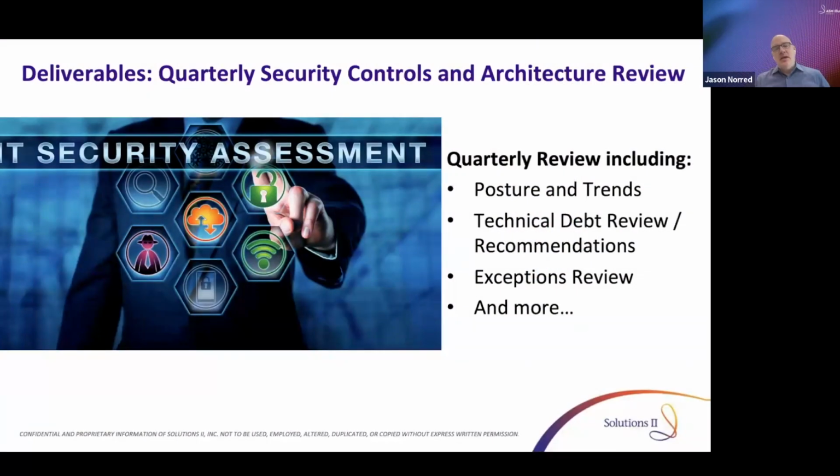So in addition, as part of the service, there will be a quarterly security controls and architecture review where we will look at the trend over time as organizations remediate and mitigate identified vulnerabilities through the ASM Illuminate offering. We can also make recommendations around technical debt or any exceptions, any risk that's been accepted in the organization. We can look at that and make recommendations on ways to potentially either prioritize that or make other recommendations on how to better manage that risk. That's included as part of this on a quarterly basis.